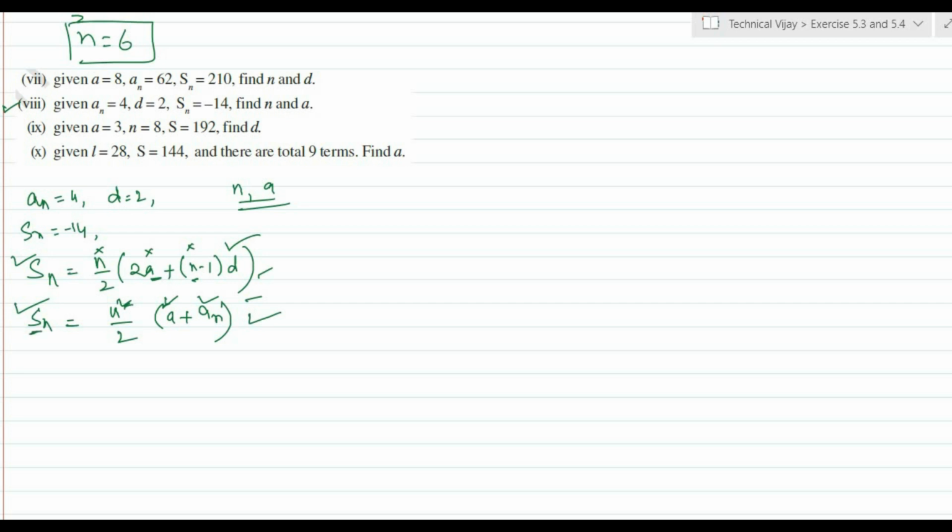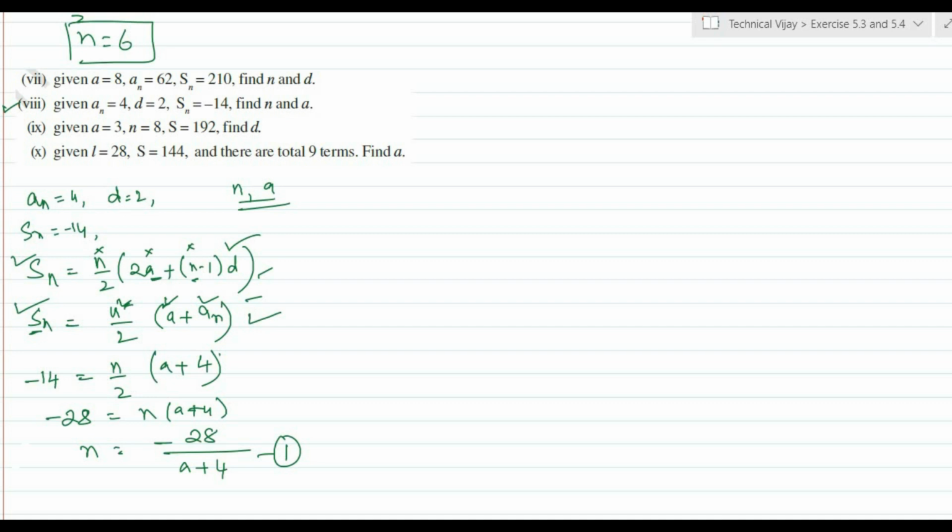So Sn is equal to what? Sn he has given as minus 14. So minus 14 is equal to N by 2, we don't know N, into A, he has not given A, plus An, which is 4. Here minus 14 into 2 is minus 28. Minus 28 is equal to N into A plus 4. So N is equal to minus 28 divided by A plus 4. Let us call this equation 1.